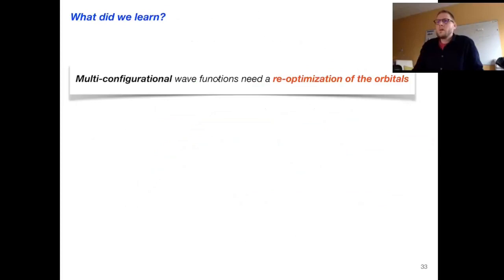So what's the take home message? Well, with this simple example, you realize something important: if you're trying to construct a multi-configurational wave function, you should pay attention to the orbitals you're using. If they've been optimized at the Hartree-Fock level, these orbitals might not be of very good quality. So you have to re-optimize them. That's a very important conclusion, and that's what I would like now to tell you a little bit more about.